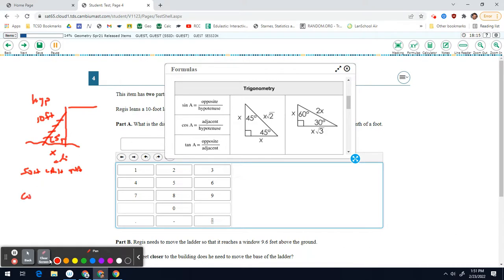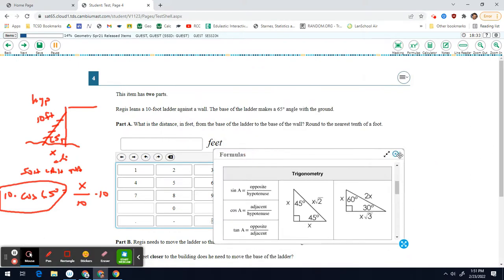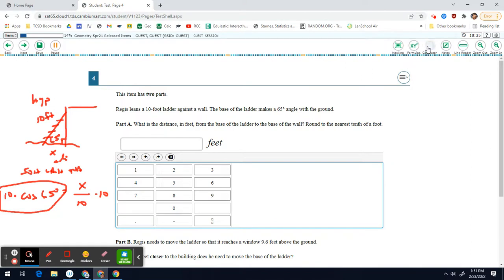So we're going to do the cosine of 65 degrees equals the adjacent over the hypotenuse. To get x by itself, we simply multiply by the denominator. And we're going to type in 10 cosine 65 into the calculator. And we're going to round to the nearest tenth of a foot. So that's 1 decimal.